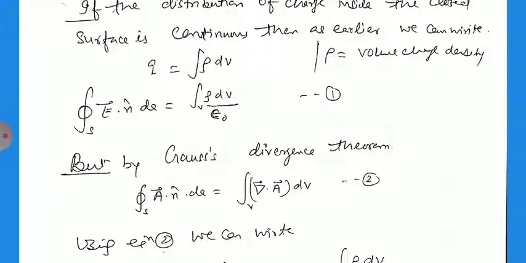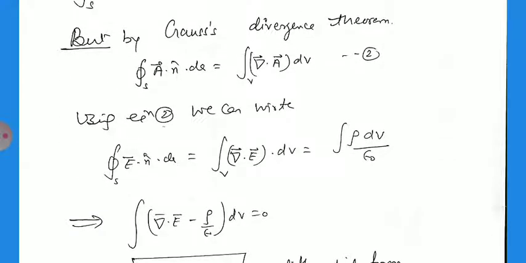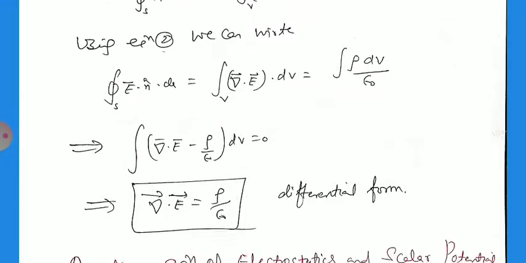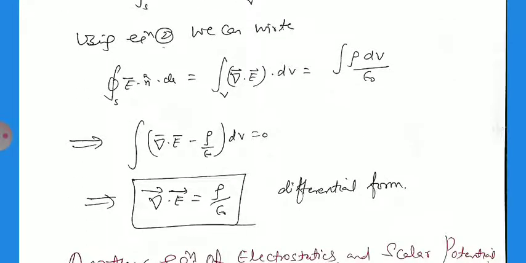So for that we are using the surface integral of A dot n cap dA equal to the integration of del dot A vector dV. So using the second equation in the first, we can write the integration for the closed surface E vector dot n cap dA equal to the volume integration of del dot E dV equal to rho dV by epsilon naught. So finally we can rearrange: the integration over dV of del dot E minus rho by epsilon naught equals zero. So del dot E equal to rho by epsilon naught. This is the differential form of the Gauss law.